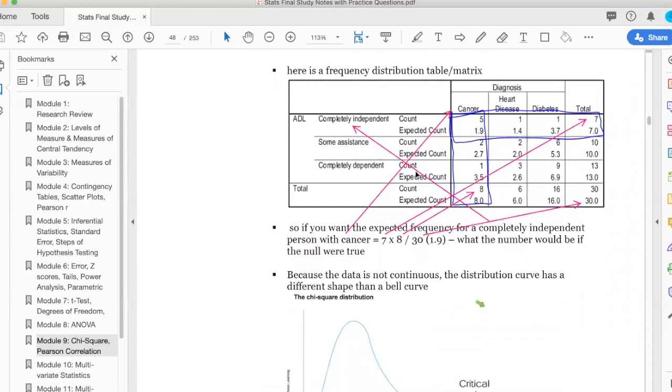So here we have this nice little distribution table, right? And we've got two different variables. We have the diseases or diagnoses, which again are nominal: cancer, heart disease, diabetes. And then we have these levels of ADLs, which is ordinal because we're going completely dependent, some assistance, completely independent. So ordinal and nominal, we want to know if there's a relationship. We can't do a t-test, we can't do an ANCOVA. So we make this lovely little chart here.